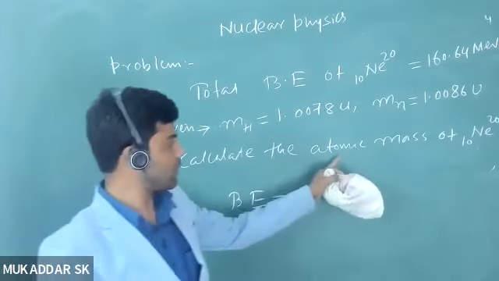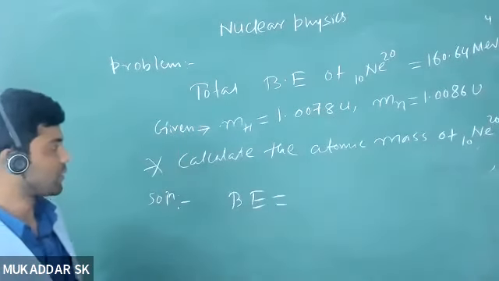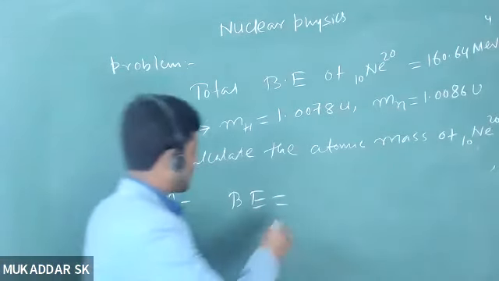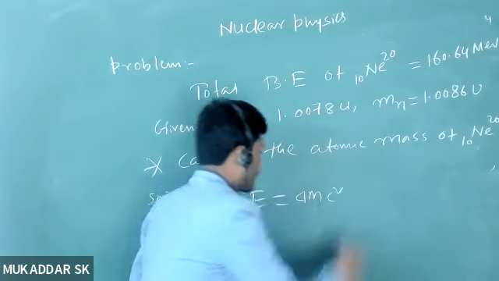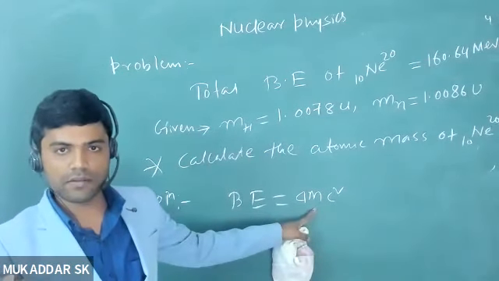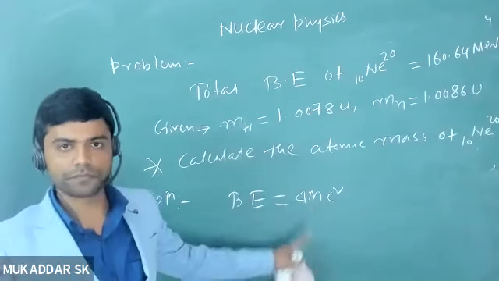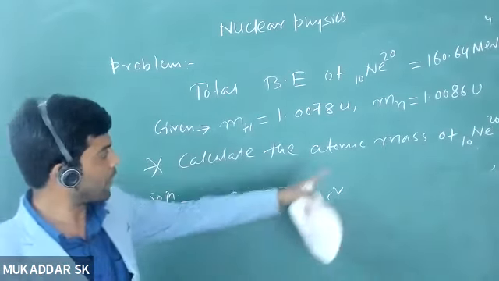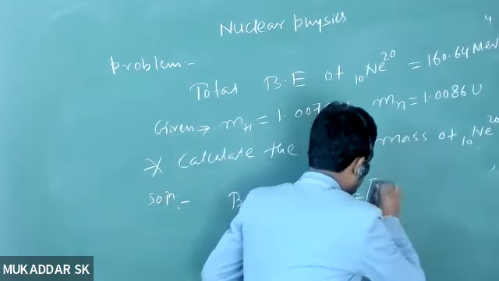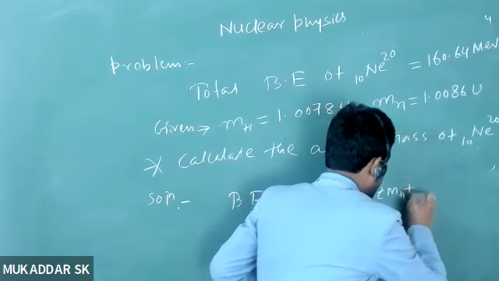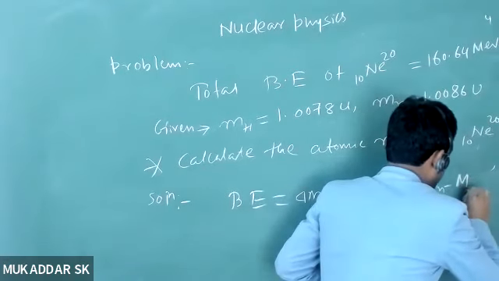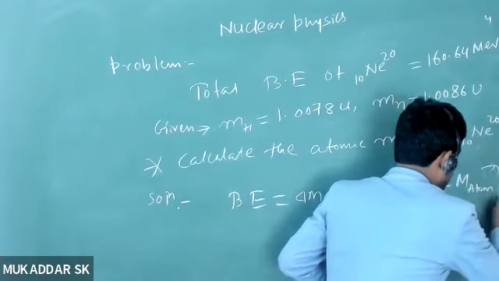Not nuclear mass. You have to calculate atomic mass, right? We know the mass defect in terms of atomic mass. Binding energy is nothing but delta M into c square, and that delta M has two different formulas, one in terms of atomic mass and one in terms of nuclear mass. Here you have to calculate atomic mass, so what will I use for delta M? Z mH plus N mn minus mass of atom, and then you will have c square here.